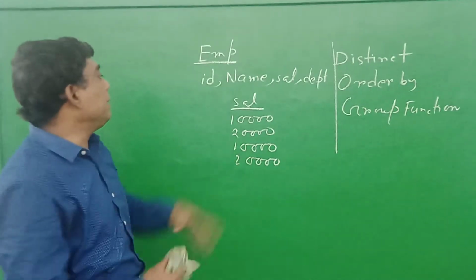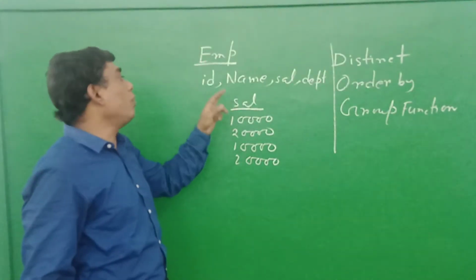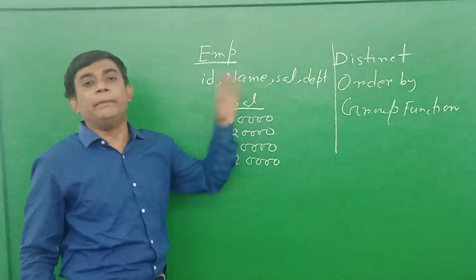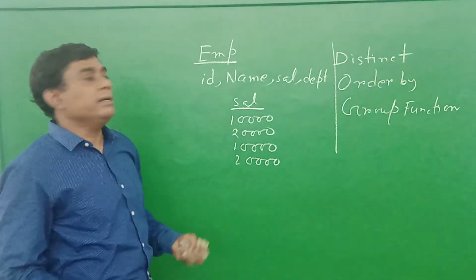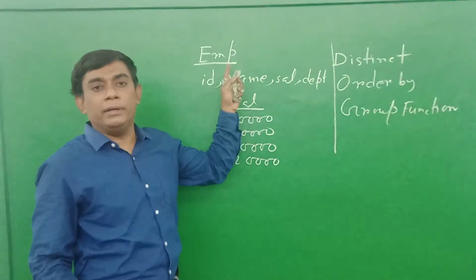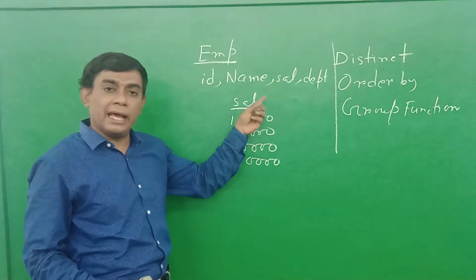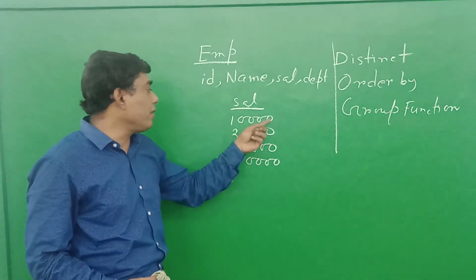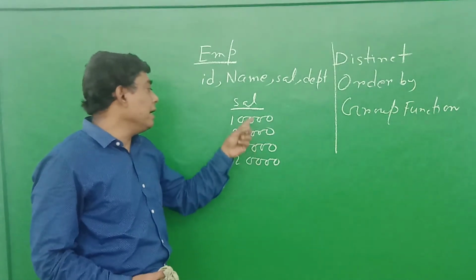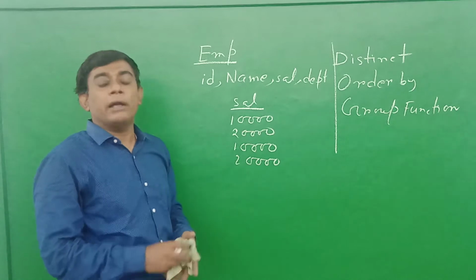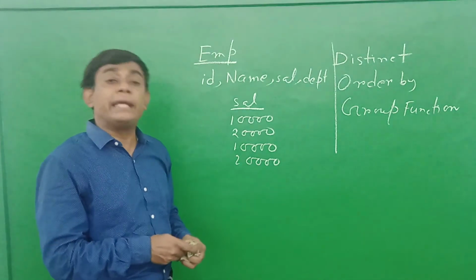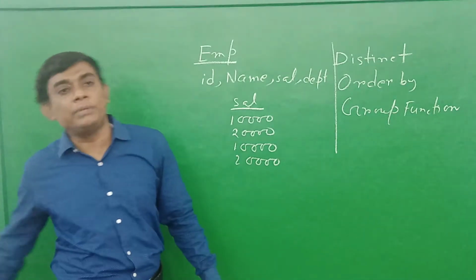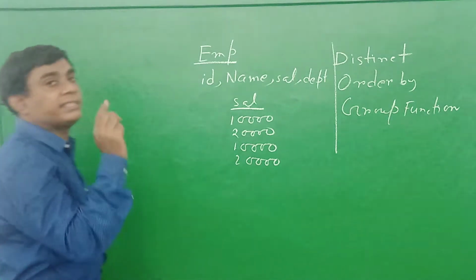Suppose there is a table EMP. It has 4 columns: ID, name, sal, and DPT. Now, if you write select sal from EMP, then it will give a heading sal and it will display all the salaries. But here 10,000 is twice and 20,000 twice. Now, if you want to remove that duplicate value from the result of the query, then we use distinct.